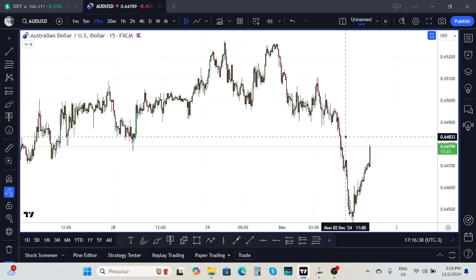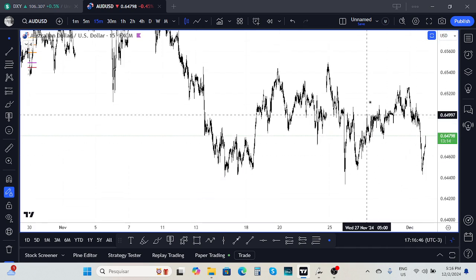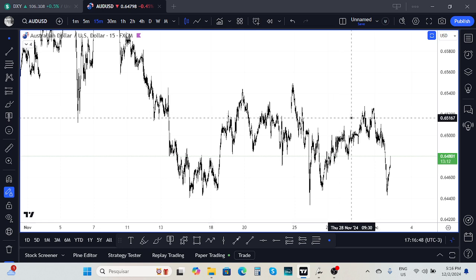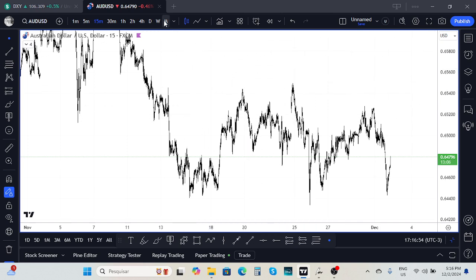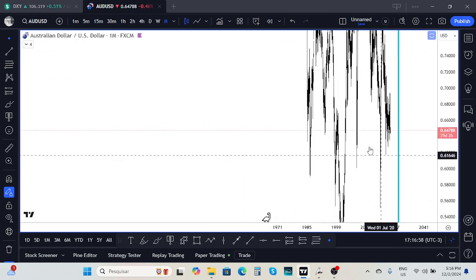So I would prefer to be looking for a sell opportunity at all given time on the 15-minute chart. Even if I'm a day trader, even if I'm a scalper, it doesn't matter. What matters the most is that you want to align yourself with the direction of the market based on what the monthly bands are telling you.